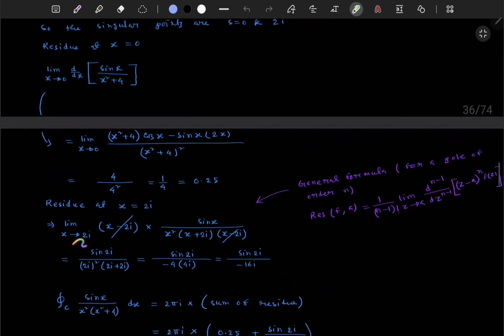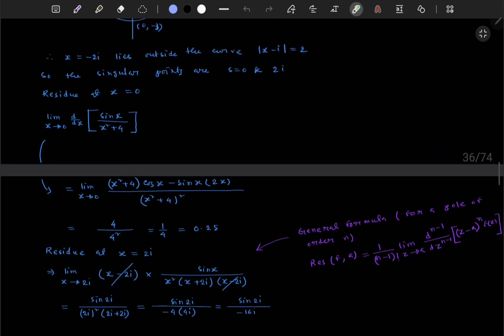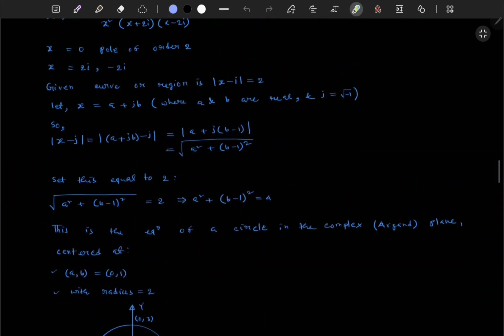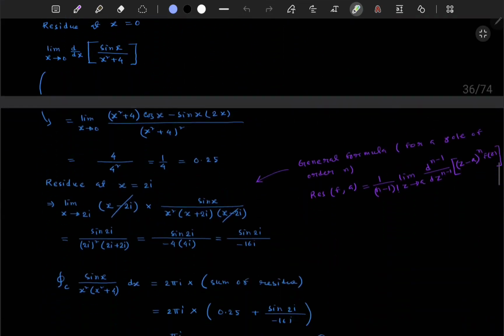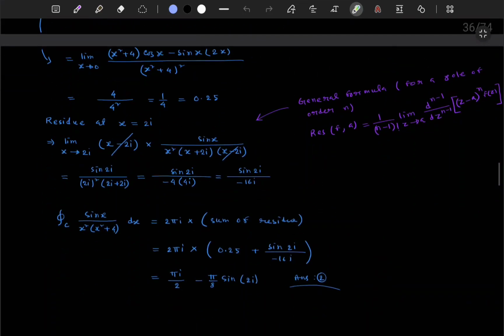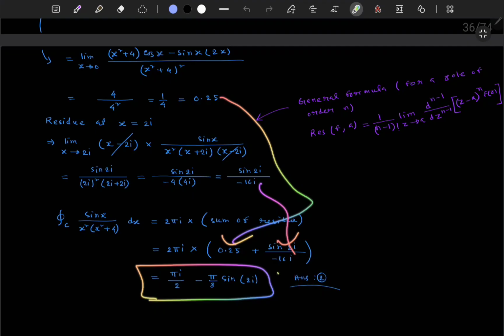So here just carefully look, only x equal to 2i, this pole exists, and the other pole, minus 2i, is out of the circle, so we are not considering it while calculating the residues. Now using the residue theorem, the closed integration value will be 2 pi i into the sum of the residues. 2 pi i into this one we have calculated, and this one. So here you will get the answer.